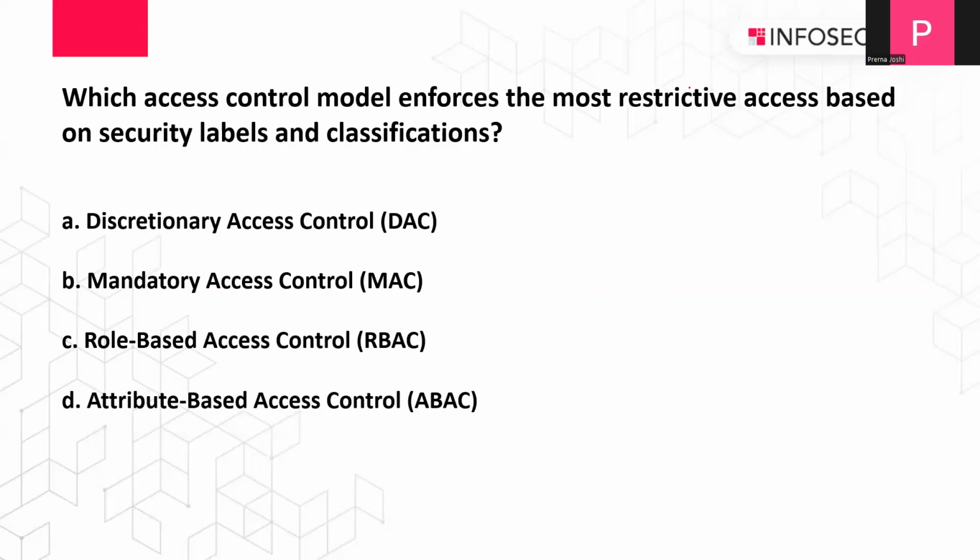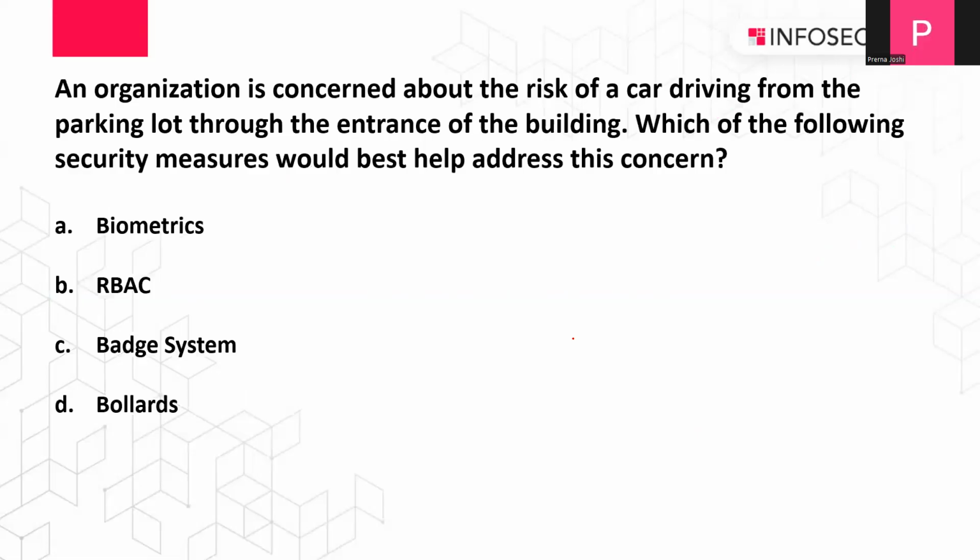The next question says, which access control model enforces the most restrictive access based on security level and classification? Here, security level and classification are mentioned. Based on this, which model has the most restrictive access? The correct answer is B, mandatory access control. Now let's move to the next question.